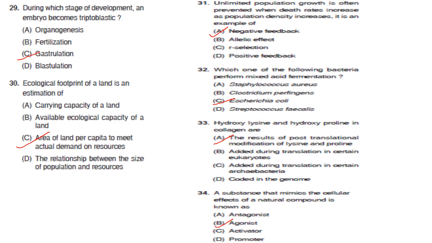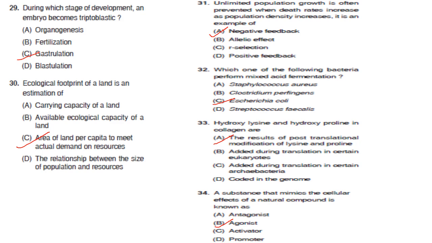Then next one. During which stage of development does an embryo become triploblastic? So it is during the gastrulation stage that the embryo becomes triploblastic. Answer is option C. Then ecological footprint of a land is an estimation of area of land per capita to meet actual demand on resources.